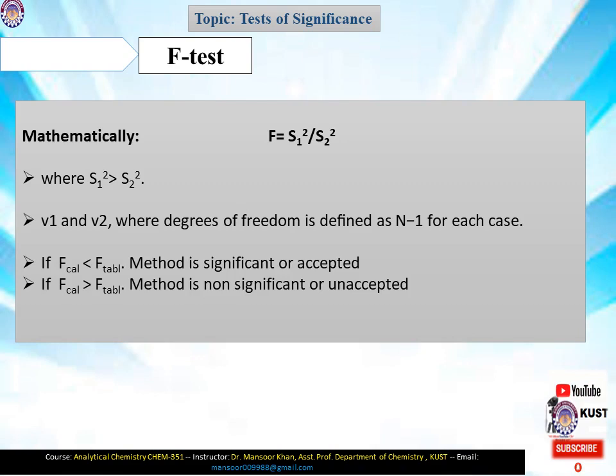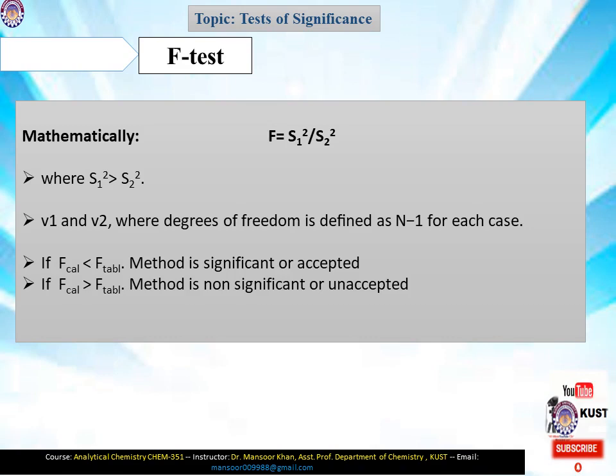So there are two degrees of freedom, V1 and V2. The degree of freedom is equal to n minus 1, where n is the number of measurements for each case. So there are two possibilities.